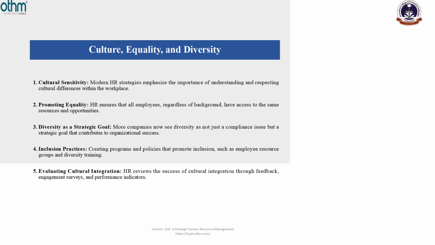If we talk about evaluating cultural integration, then HR reviews the success of cultural integration through feedback, engagement surveys, and performance indicators. And at last, we have to talk about the benefits of diversity, which means organizations with diverse teams often see increased innovation, better problem solving, and improved business performance.